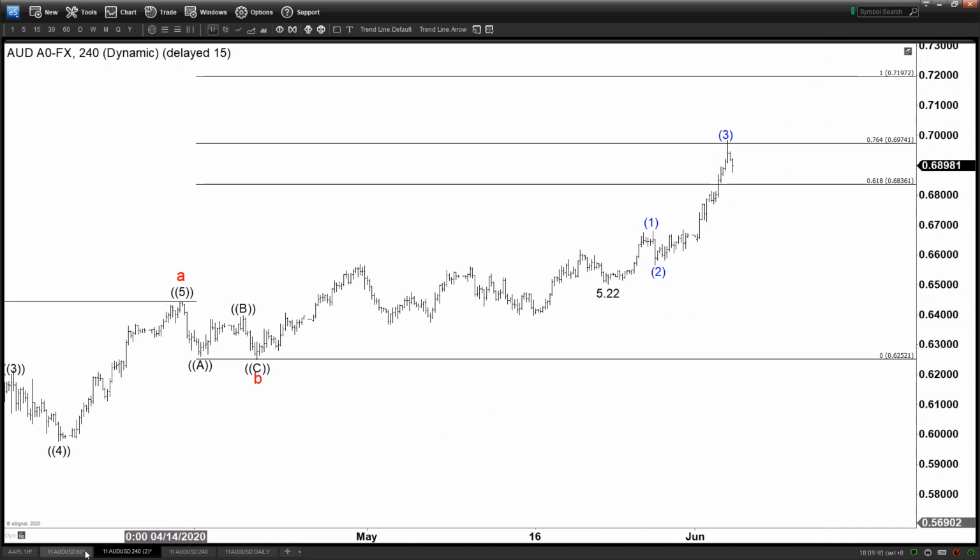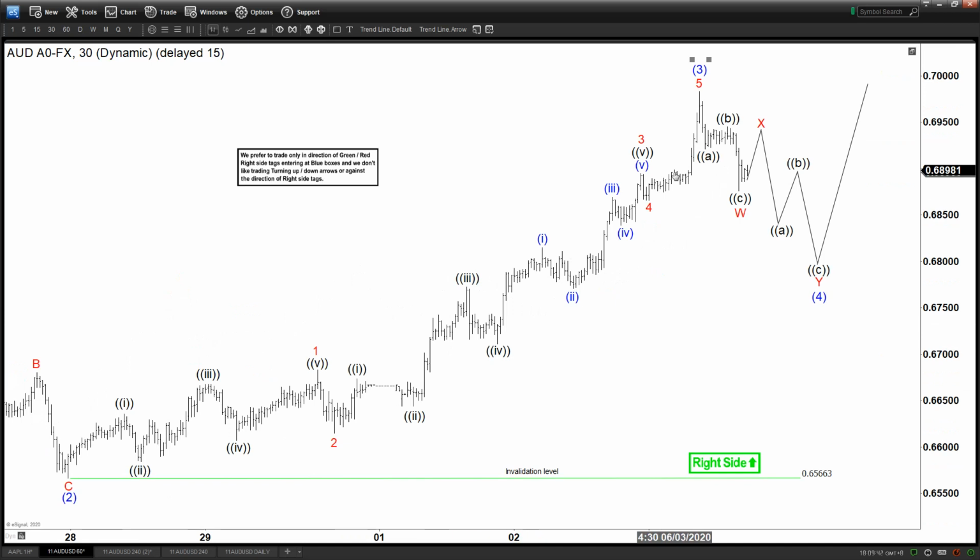All right, in the shorter cycle, again, any pullback therefore should continue to find support here in 3, 7, 11 swing, again 65 66. All right, so that's the update from the AUDUSD dollars.